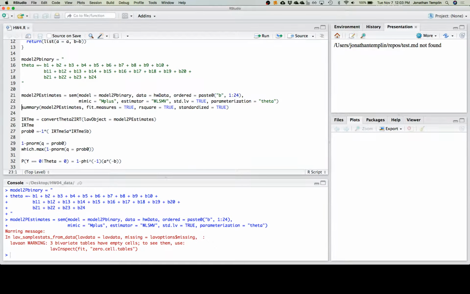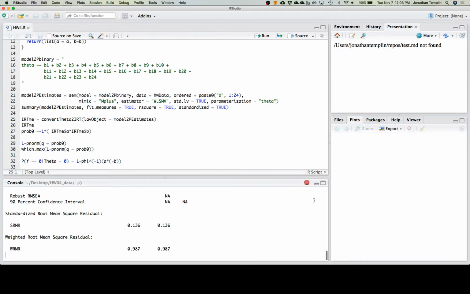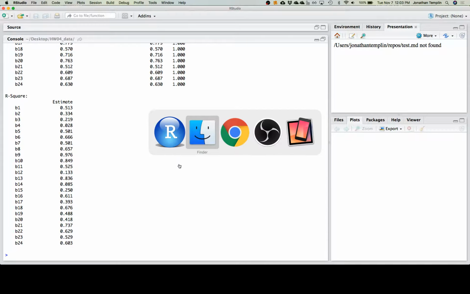And get some errors. That's fine. That just means that 3 of the bivariate fit cells are empty. If you look at all the pairs of items, 3 of those cells have 0 values. If you look at the 2 by 2 contingency table of items, that's what's going to happen. It's a model fit issue. It's not a warning you have to worry about. Here's the model output. But let's talk a little bit about the homework real quick.